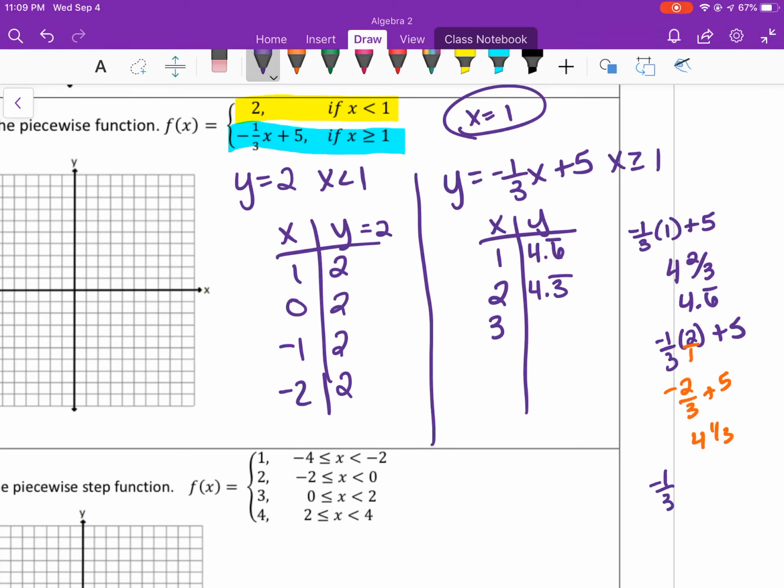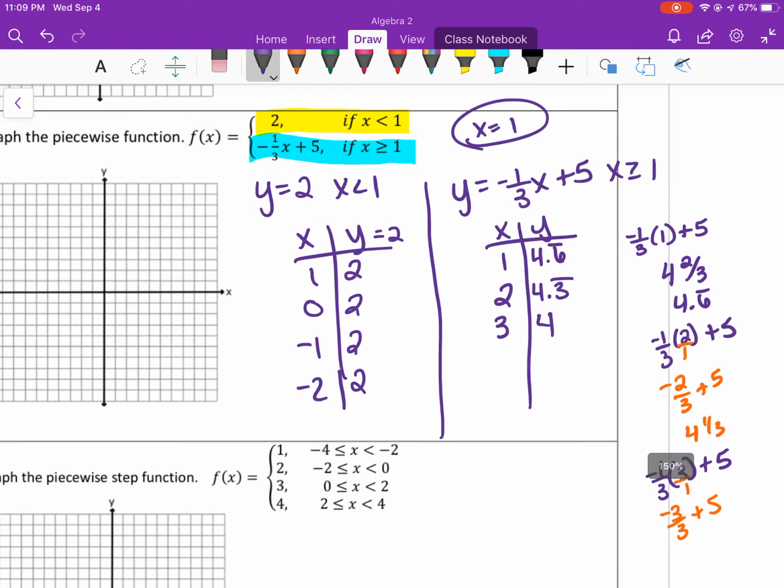And then negative 1/3 times 3 plus 5. So put the 3 over 1. Then you'd have negative 3 over 3 plus 5. Well, that's 5 plus negative 1, which would just be 4.